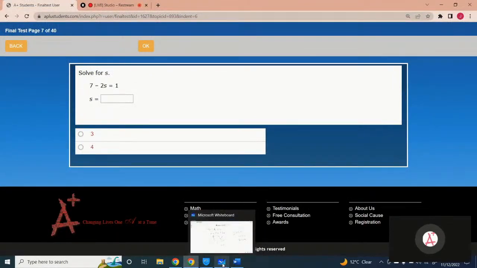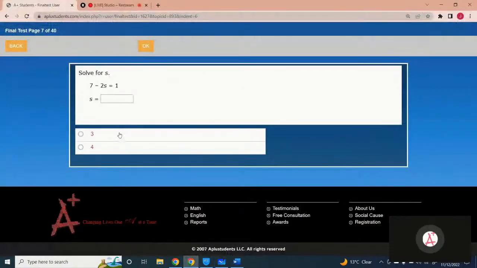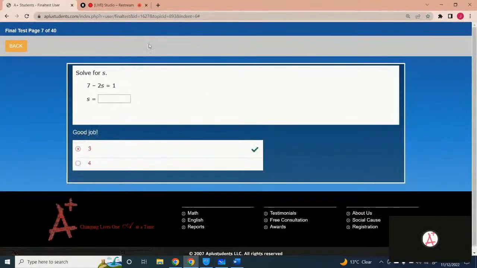7 minus 2s equals 1. Oh, I forgot the 2. You have to divide both sides of the equation by 2. So it would be 2 times 3 is 6. So s equals negative 3. S equals 3 because both the signs cancel out each other. So it would be s equals 3. So select the correct option and click on the OK button.